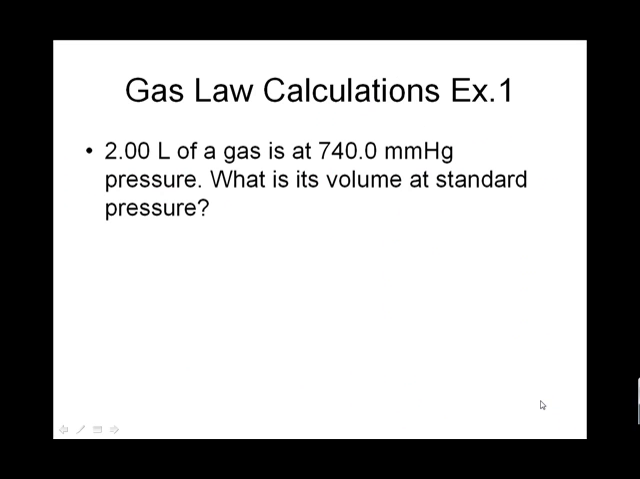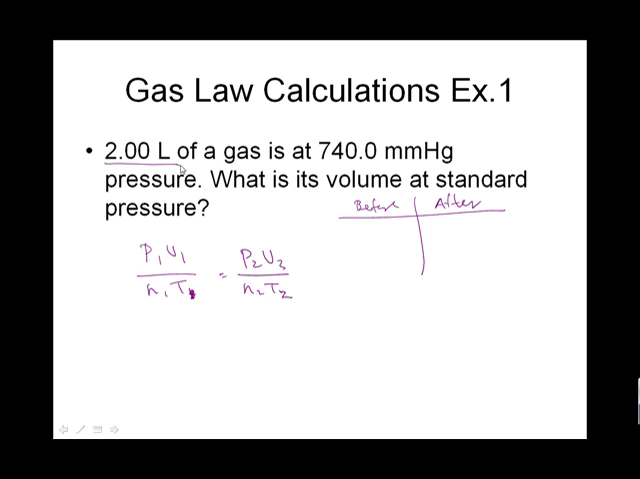So here's my gas law calculations number 1. We always know that I start with this formula all the time: P1 V1 over N1 T1 equals P2 V2 over N2 T2. And over here is my before and after. So I know that I had 2 liters of gas. So before, my volume V1 is 2.00 liter of gas at this pressure.